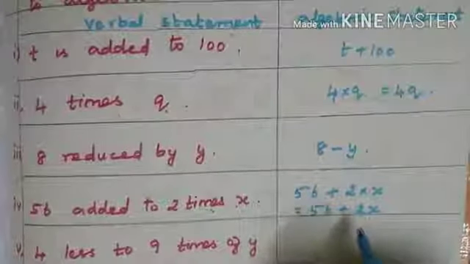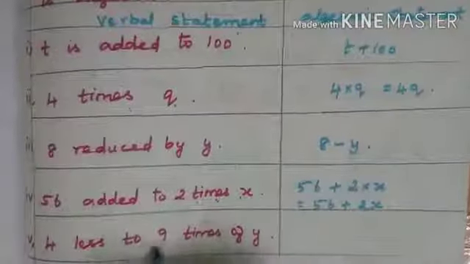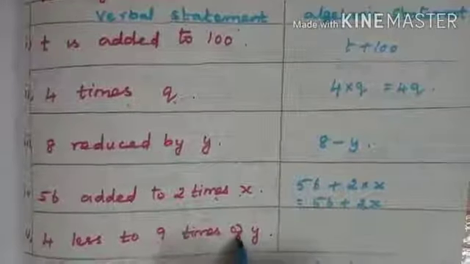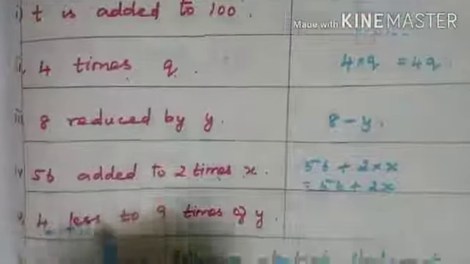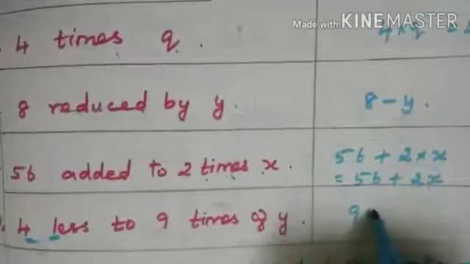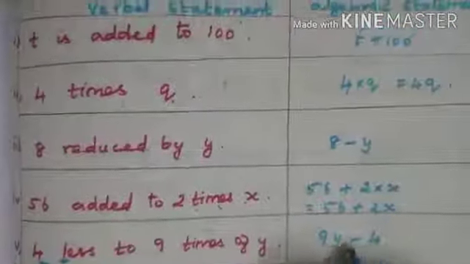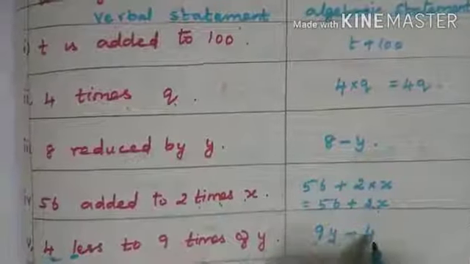That is also correct. Next you see, 4 less to 9 times of y. 9 times of y is what? 9 into y, isn't it? So 4 is less here. So 9y first, we have to write minus 4. So 4 is less to 9 times y. So we are writing 9y minus 4.